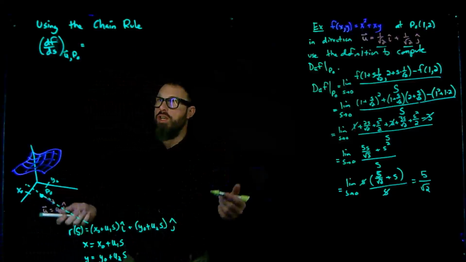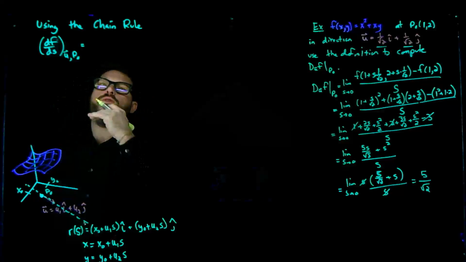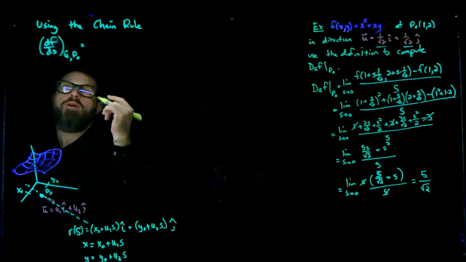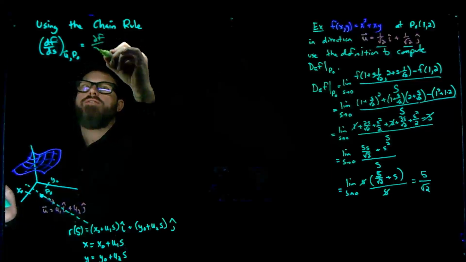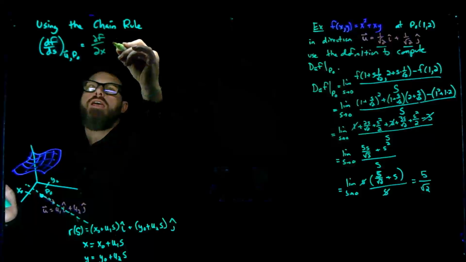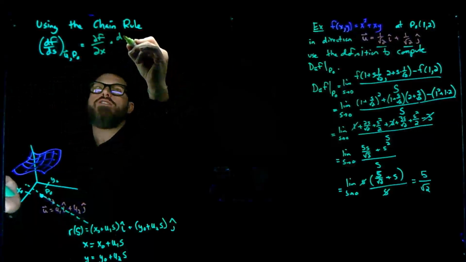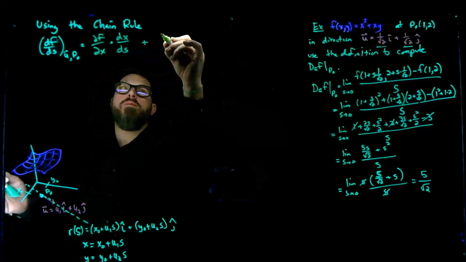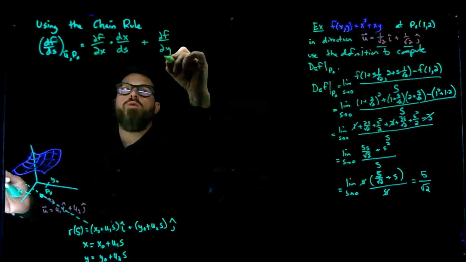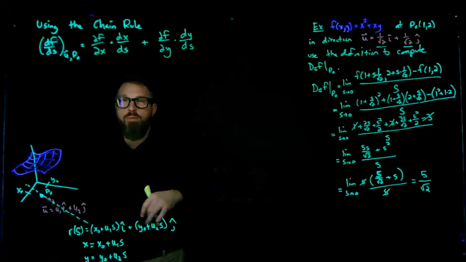So if I want to use the chain rule here, what I know is, since this is going to be the derivative with respect to a parameter s, I have to first take the derivative of f with respect to x. So this is going to be df dx. And then I have to multiply by the derivative of x with respect to s. So this is dx ds. Plus, this is going to be, again, the derivative of f with respect to y multiplied by dy ds. And we know that's the chain rule.